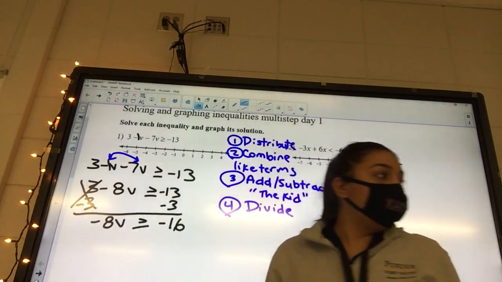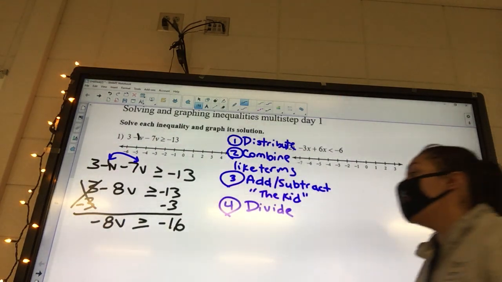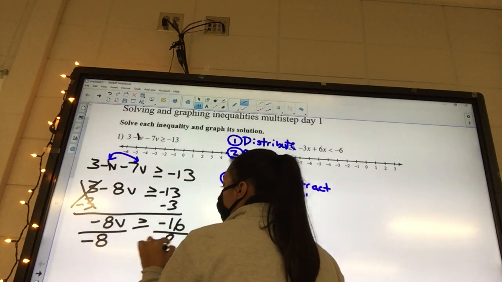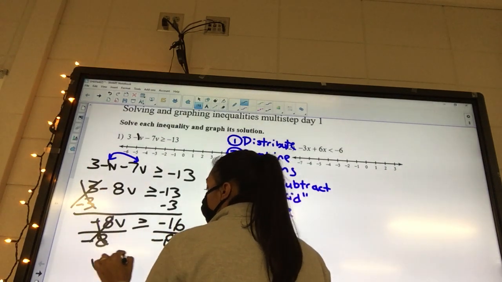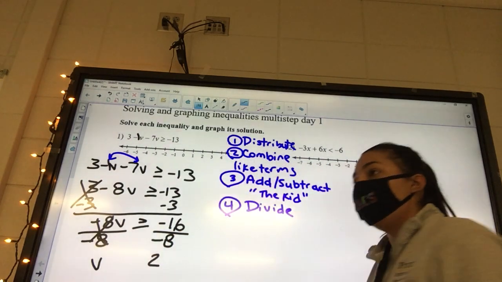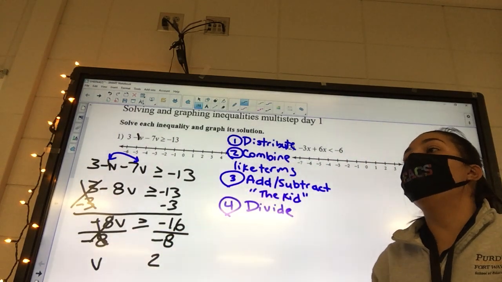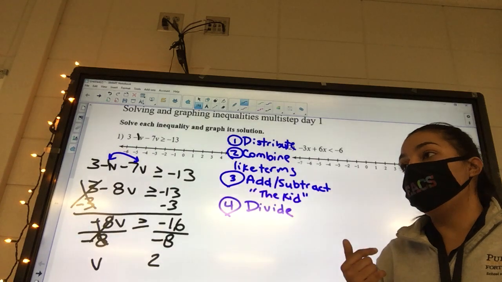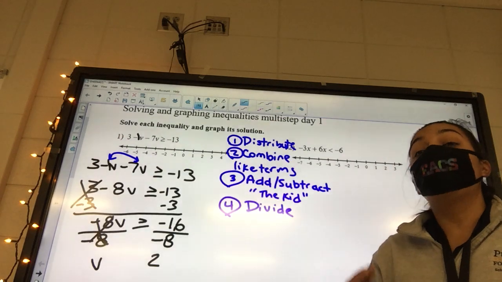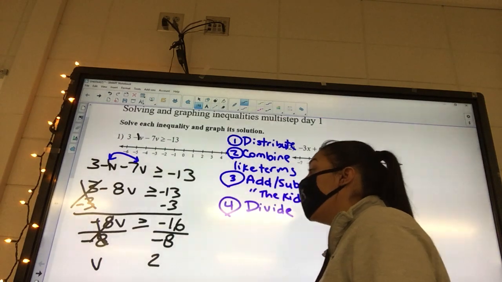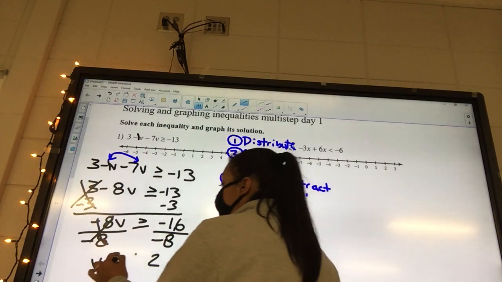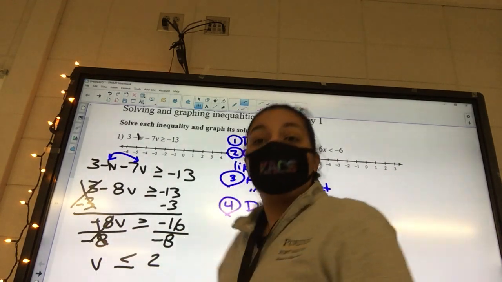Okay, and what's our last step always? Divide. Okay, what's the rule we learned yesterday with inequalities? You gotta switch the sign. When do we switch the sign? When we divide or multiply by a negative, okay? And we divided by a negative 8, so that means our sign needs to now go this way, okay?